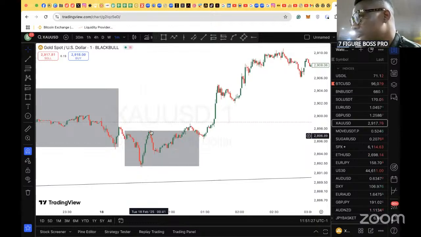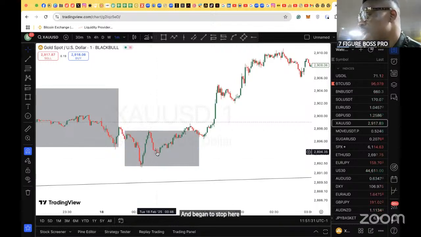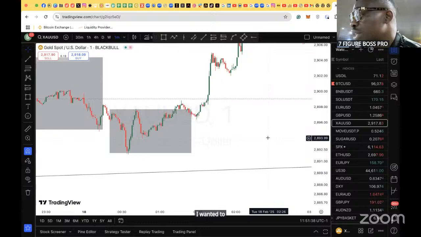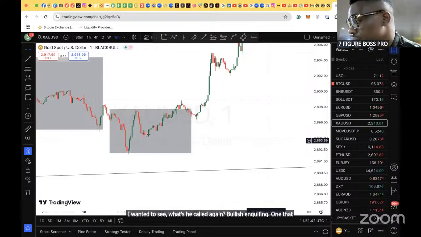And when the price began to drop and began to stop here, we wanted to see, what's it called again? Bullish engulfing. We wanted to see a bullish engulfing before we entered.